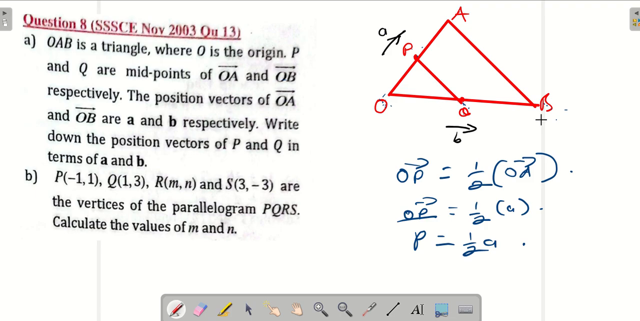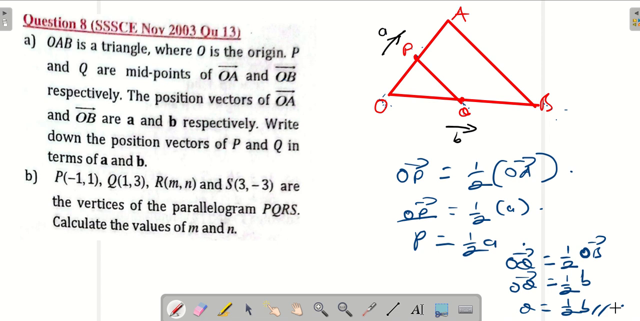Then you do the same thing for this. So OQ should be equal to half OB, which is the same as OQ should be equal to half of OB. OB is also what? B. So Q should be equal to half B. And that's all. Now let's go to the B.